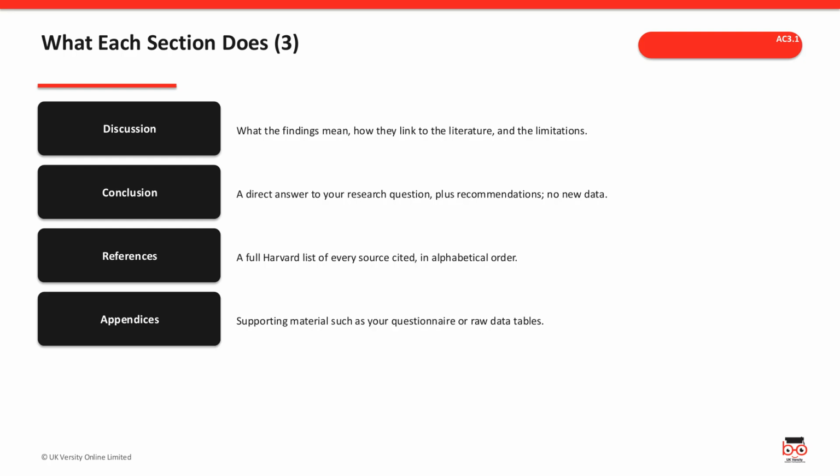That brings us to the closing sections. The discussion is where you interpret, explaining what the findings mean, how they connect to the literature, and where the limitations lie. The conclusion gives a direct answer to your research question, plus any recommendations, with no new data introduced. Finally, the references list every source you cited in full Harvard style, alphabetically, and the appendices hold supporting material like your questionnaire or raw data tables.